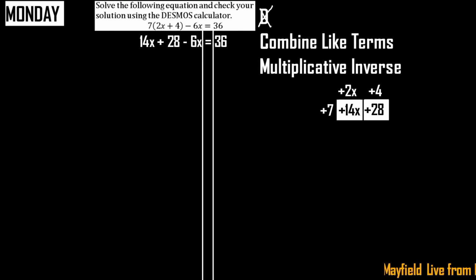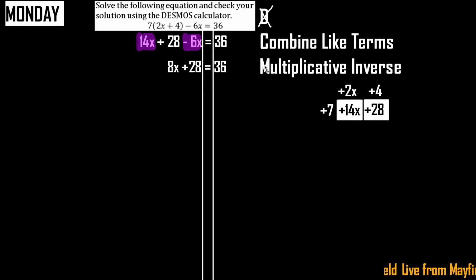So I'm going to highlight some like terms. So these are our variable terms. We have that positive 14x, and we have that negative 6x. We can combine those two together, and so again, that's going to give us 8x.